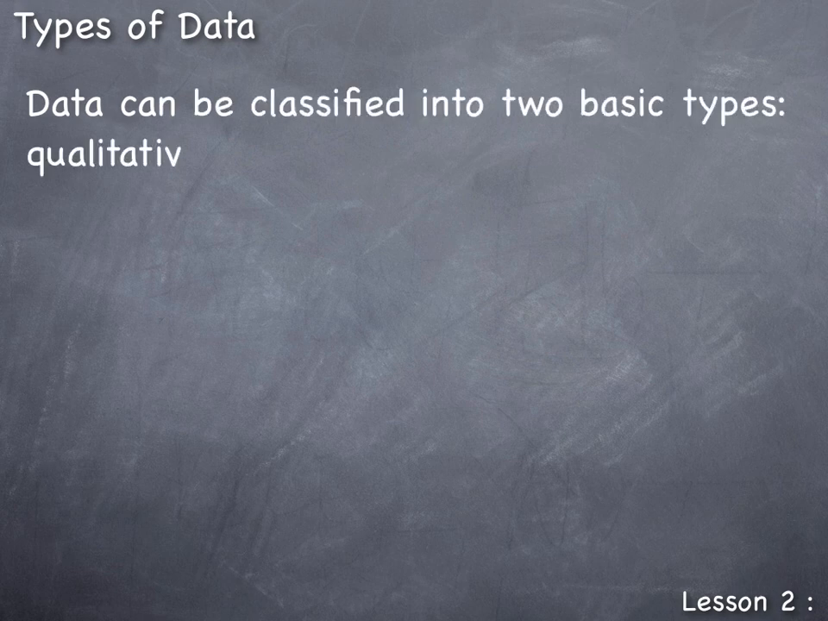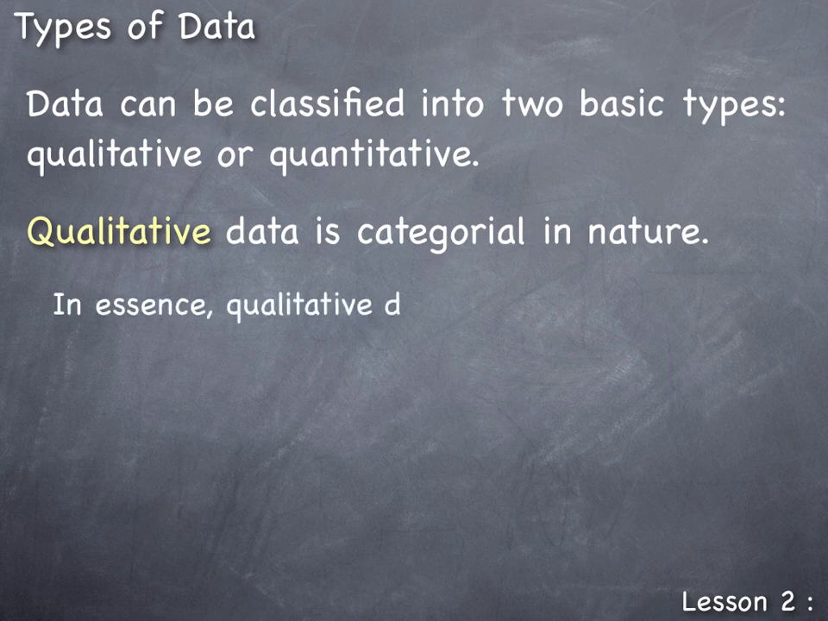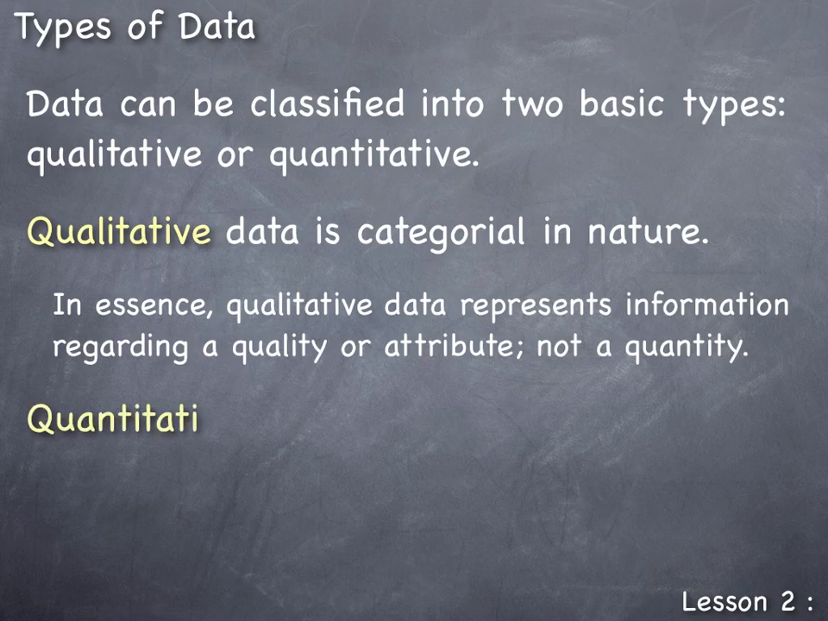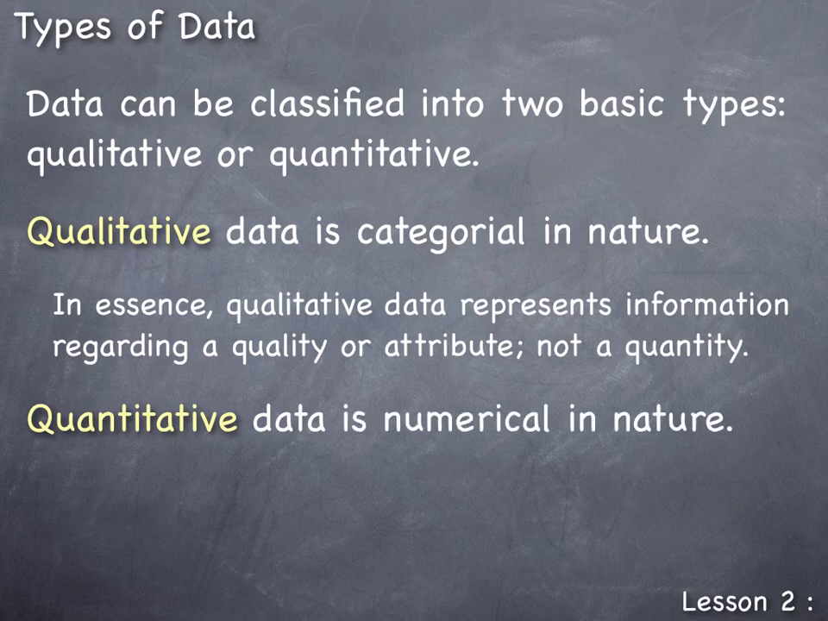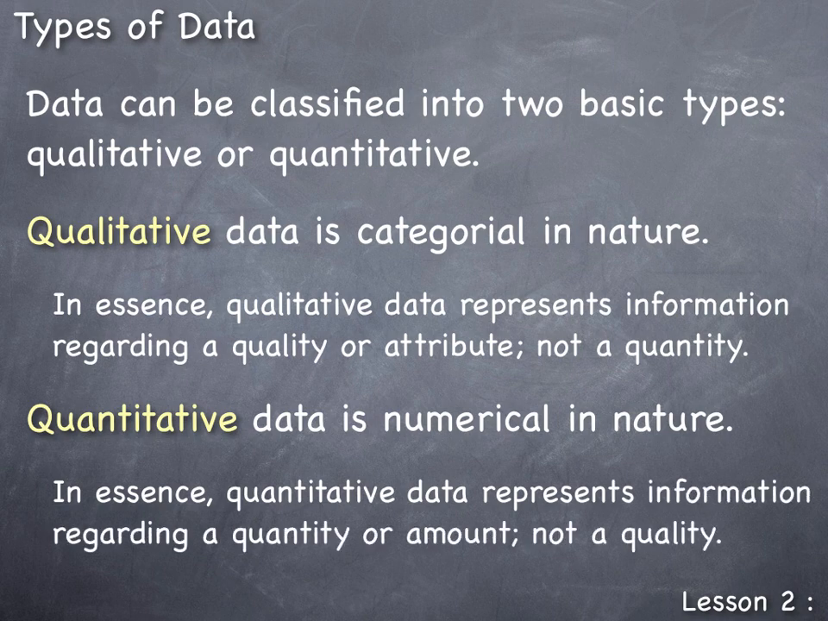Data can be classified into two basic types, qualitative or quantitative. Qualitative data is categorical in nature. In essence, qualitative data represents information regarding a quality or attribute, not a quantity. Quantitative data is numerical in nature. In essence, quantitative data represents information regarding a quantity or amount, not a quality.